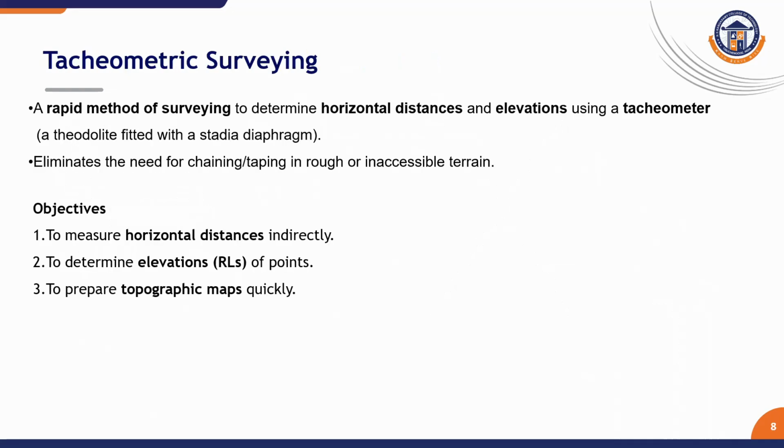Next one is tachometric surveying. Now let us move to the rapid and efficient method that eliminates the slow process of direct chaining or taping. It is used as a tachometer, which is essentially a theodolite fitted with a special stadia diaphragm to determine horizontal distance and elevation of a point indirectly. This makes it exceptionally useful in rough, wooded, or otherwise inaccessible terrains where conventional methods are impracticable.